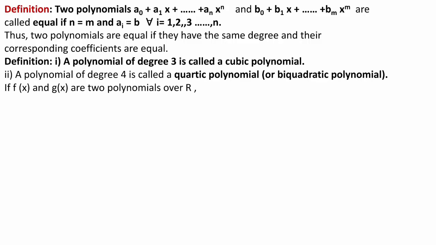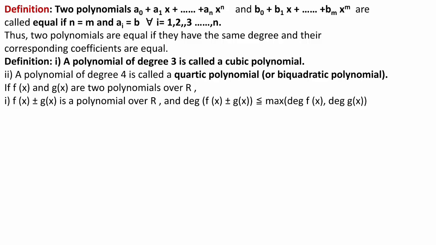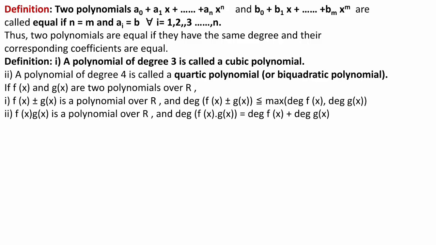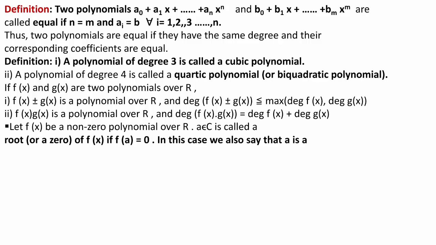If f(x) and g(x) are two polynomials over R, then f(x) plus minus g(x) is a polynomial over R, and the degree of f(x) plus minus g(x) is less than or equal to the maximum of the degree of f(x) or the degree of g(x). f(x) g(x) is a polynomial over R, and the degree of f(x) into g(x) is equal to the degree of f(x) plus the degree of g(x). Let f(x) be a non-zero polynomial over R and a belonging to C is called a root or zero of f(x), then f(a) equal to 0. In this case, we also say that a is a solution or a root of the equation f(x) equal to 0.